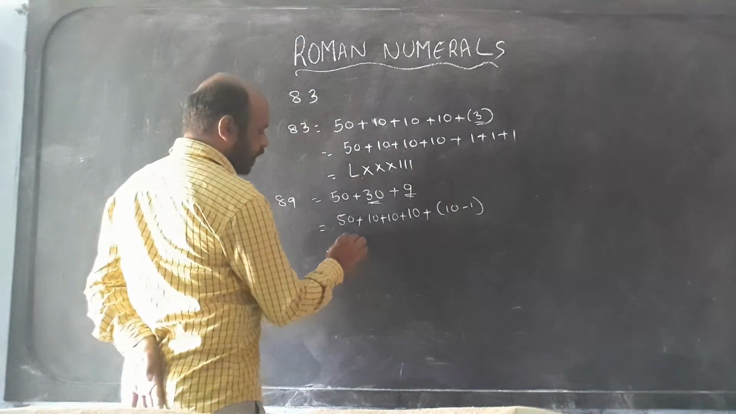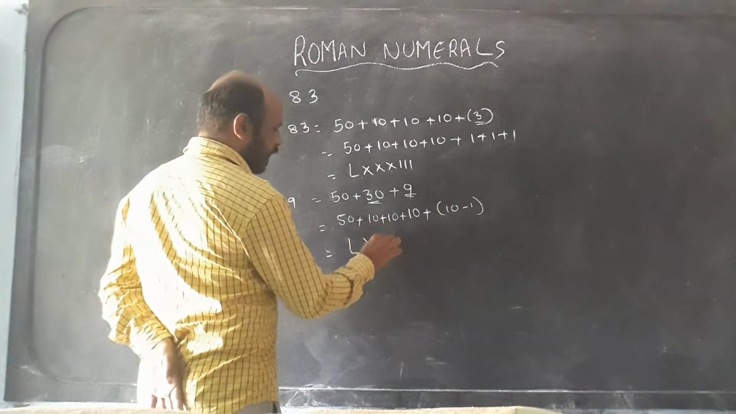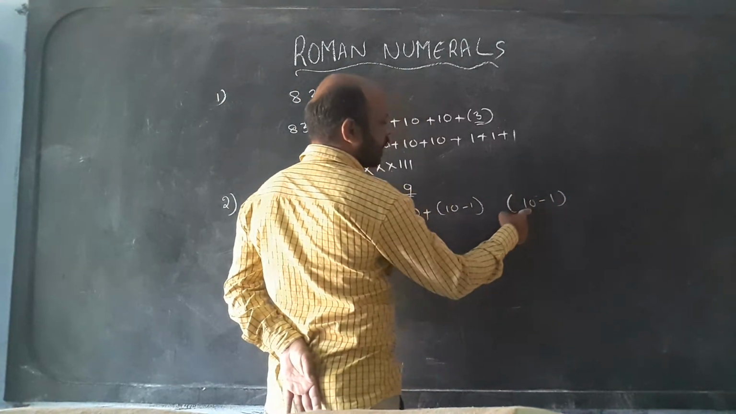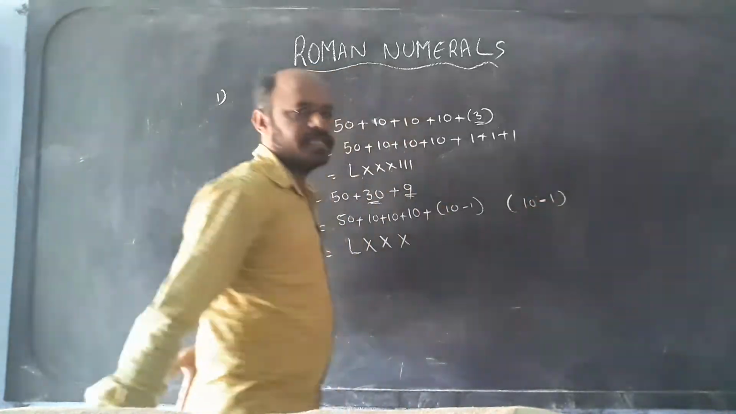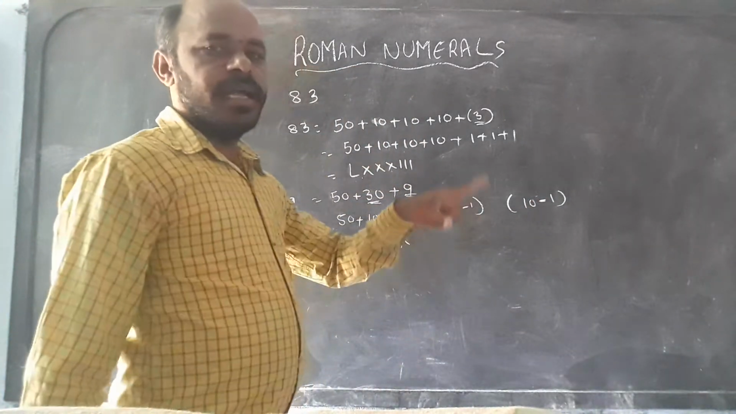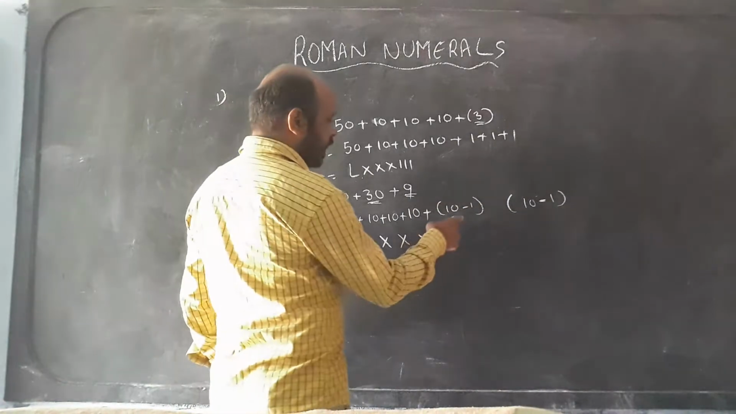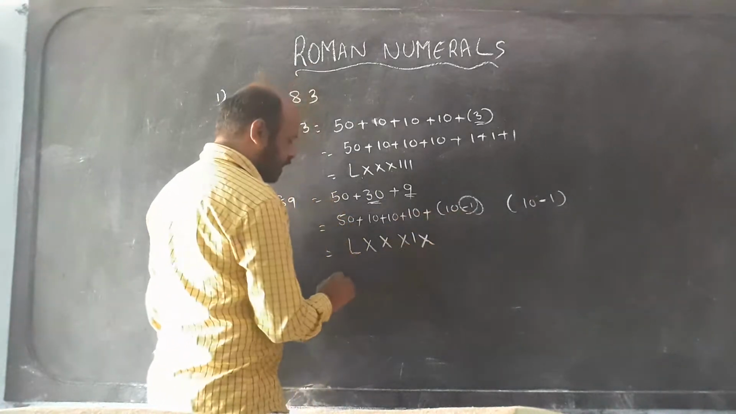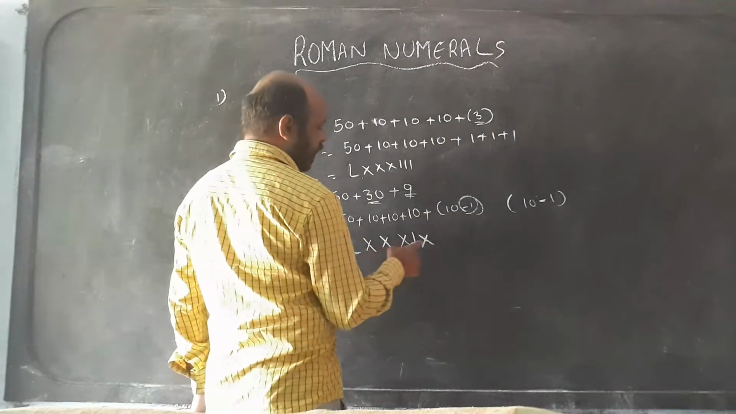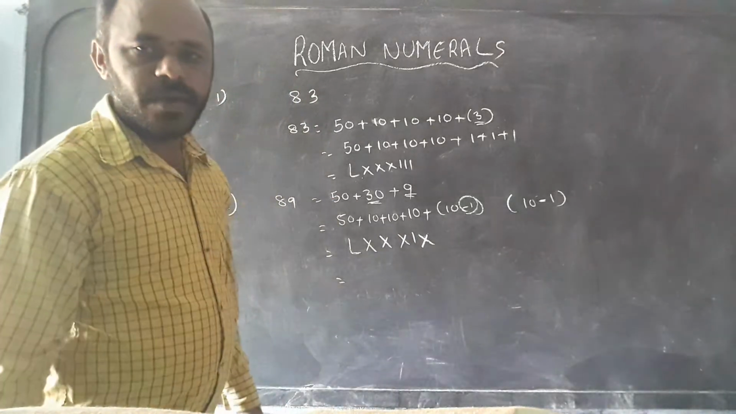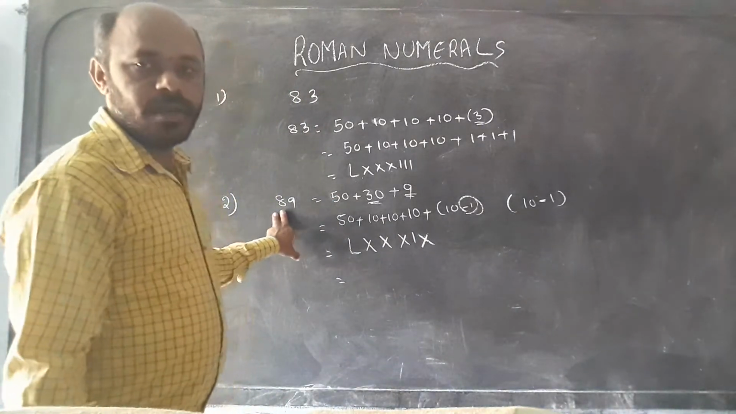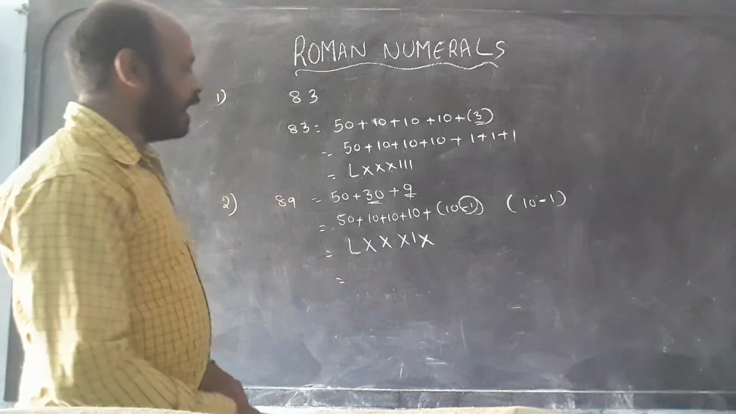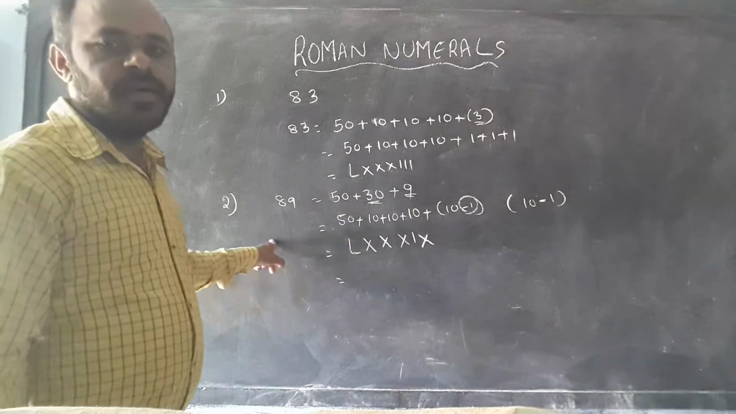See here, 50 is L, and 30 is XXX. For 10 minus 1, the smaller number is subtracted from the bigger number. If a subtracting symbol is there, we have to write the Roman symbol on the left side of the bigger number. This is the bigger value 10, so the subtracted one we write on the left side. So it is LXXXIX. If the Hindu-Arabic numeral value is 89, the Roman numeral value is LXXXIX.